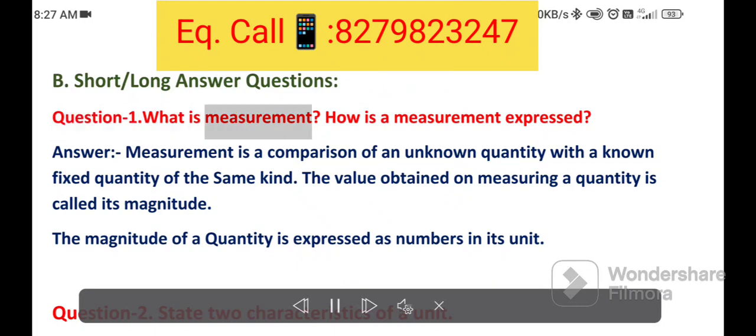Question 1. What is measurement? How is a measurement expressed? Answer. Measurement is a comparison of an unknown quantity with a known fixed quantity of the same kind.